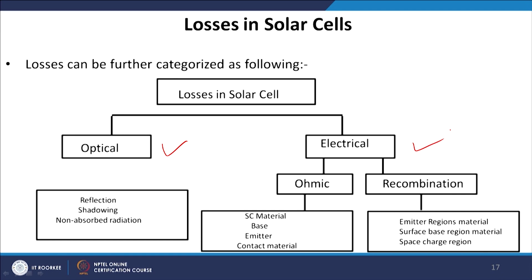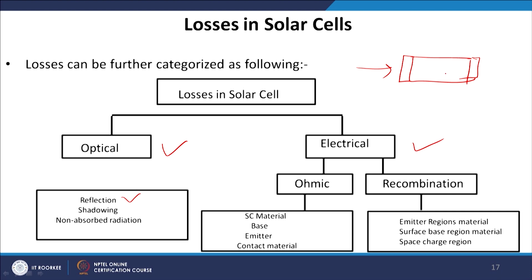Now, what are the optical losses? When we make a solar cell, there can be reflection, shadowing, and non-absorbed radiation. Let us say I have a solar cell like this. This is the front contact, this is the back contact. Now light is coming through here, but if the front surface is too reflective, most of the light gets reflected rather than transmitted. But to generate the exciton, we need the light to be transmitted through this material. So that kind of loss happens due to reflection.